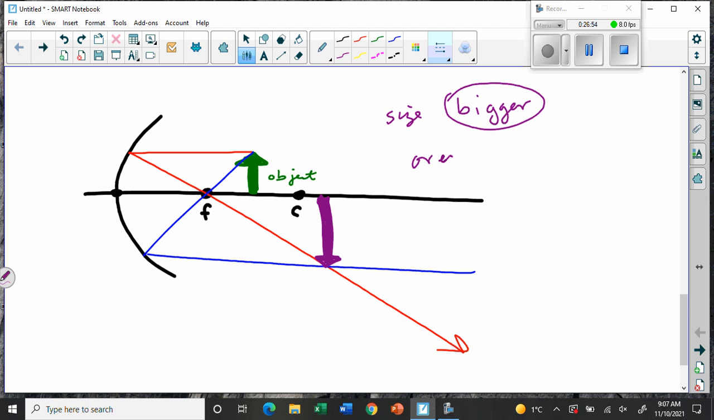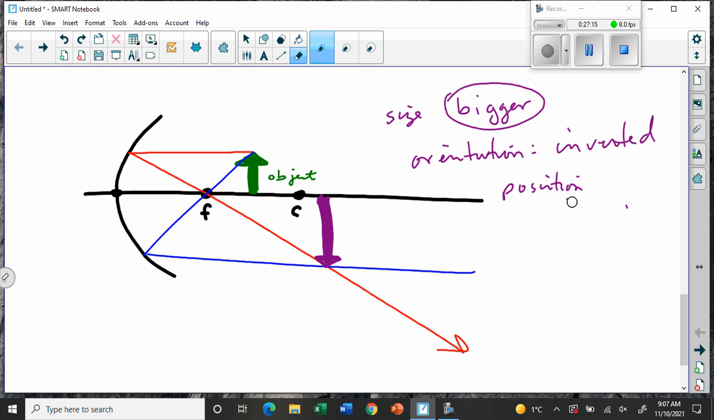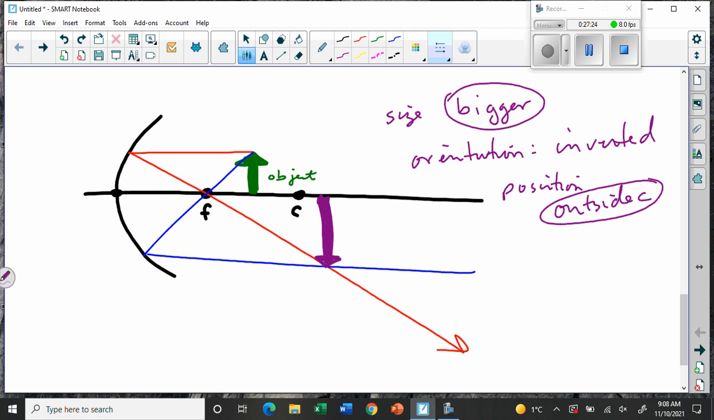The orientation is still inverted, upside down. And the position is now between. Nope, sorry, it's outside, not between. Outside of C. And the last thing, of course, is the type, and it's still a real image. Okay. Next thing is to put it right on the F and see what happens.